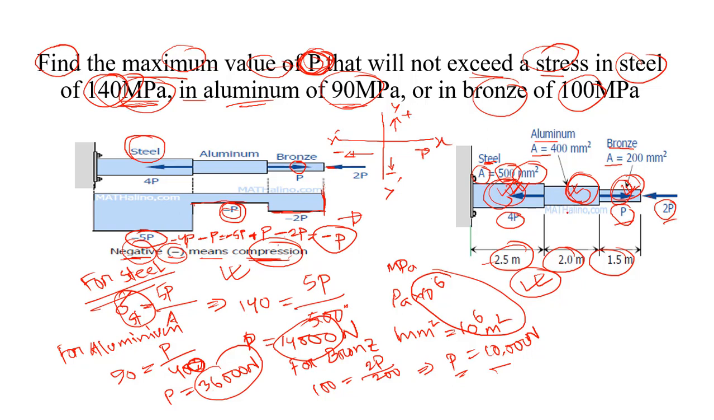So as an engineer, we have to consider 10,000 Newton. If we provide this load of 10,000 in bronze, the total structure will remain in a safe condition. That one is the maximum value of P.